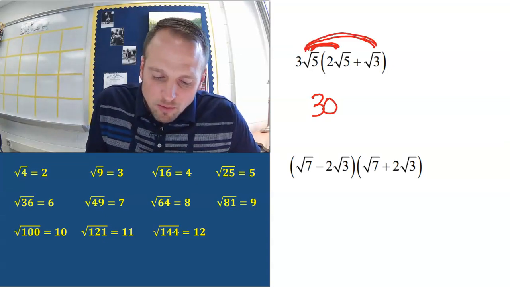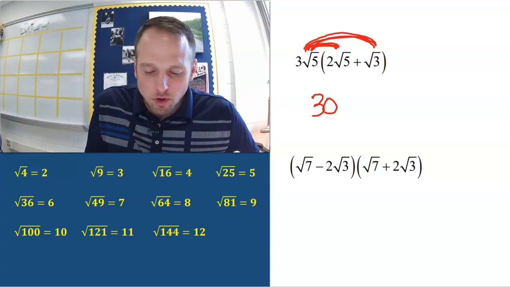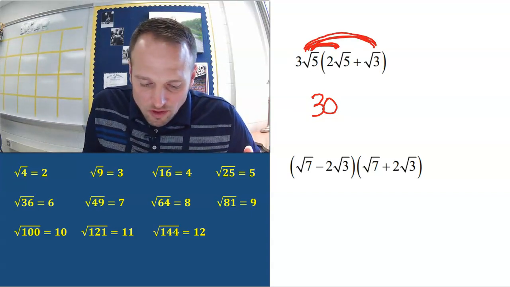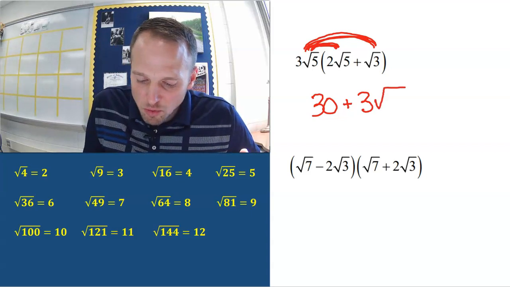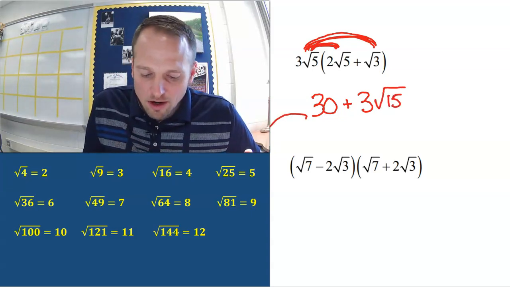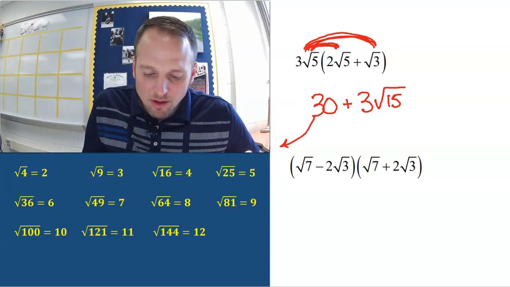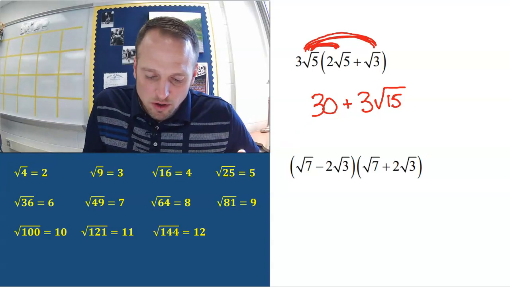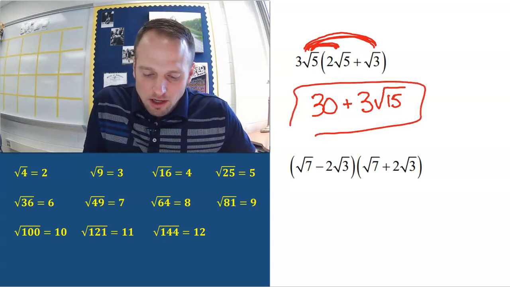Now, let's multiply this. Well, there's no number for me to multiply the 3 by, no coefficient, so I'm just going to put the 3 down there. And then root 5 times root 3, that's just going to be root 15. And a quick check down here in my box, there's none of those perfect squares that I can divide 15 by, so this is going to be our answer.